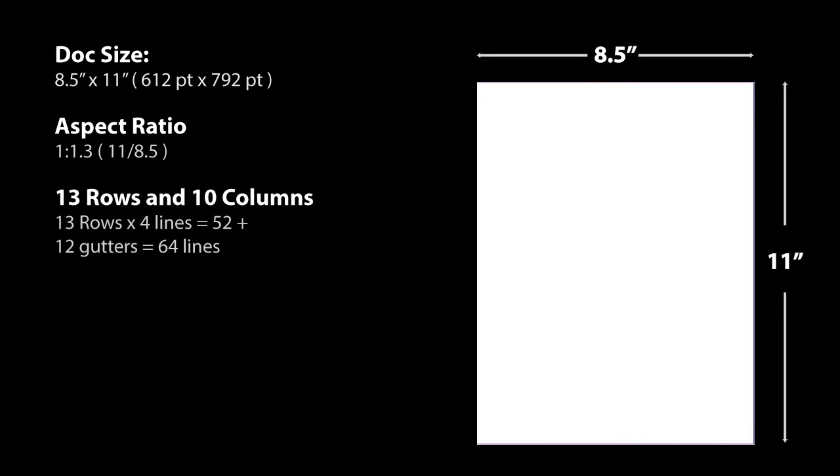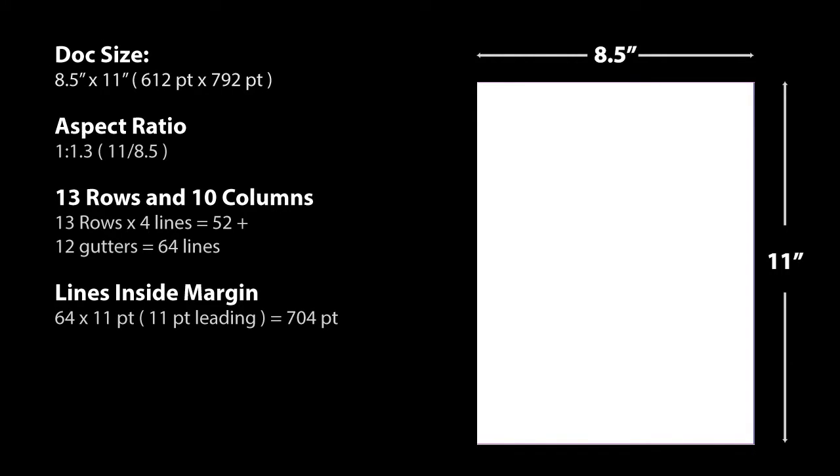That means for this document, I want 13 rows and 10 columns, and that will give me the most square-like grid for my layout. So 13 rows times 4, which is how many baselines are going to be within each row, equals 52, plus 12 gutters equals 64 lines, and that is how many baselines you have inside of your margin, at least for my document.